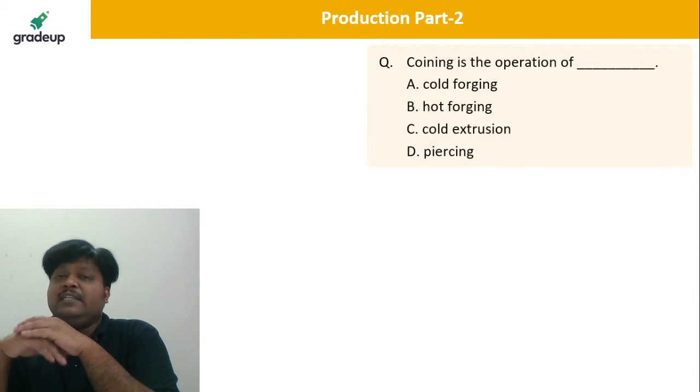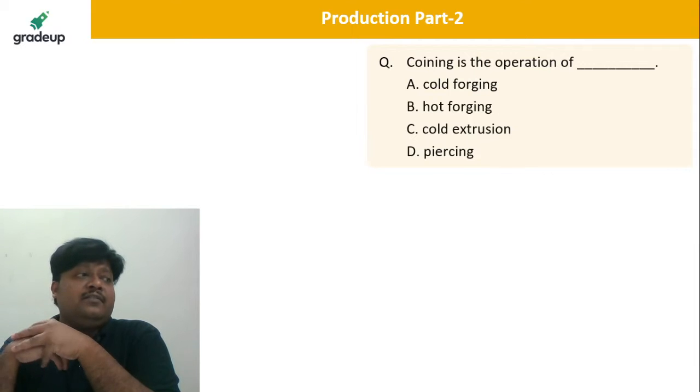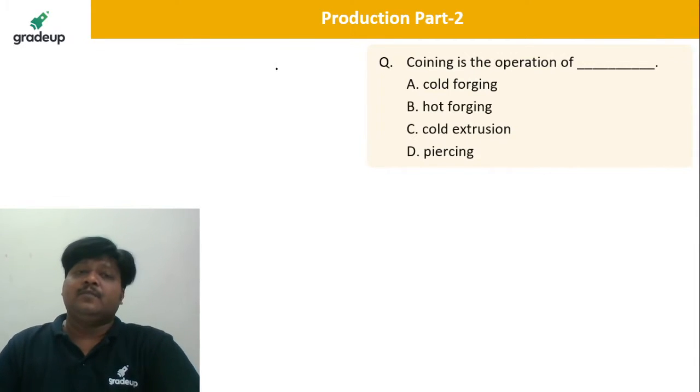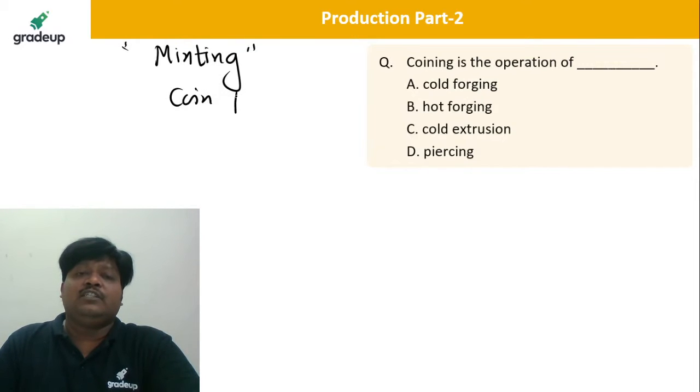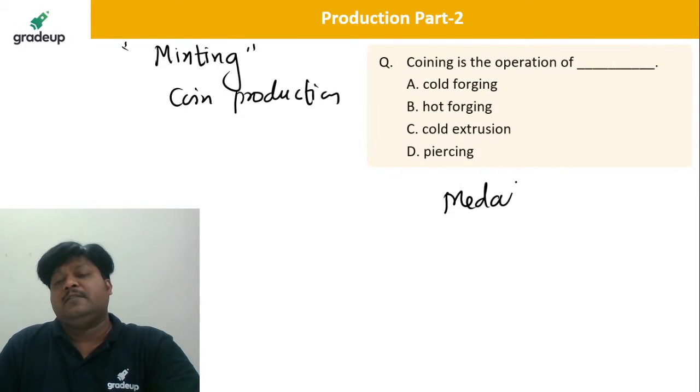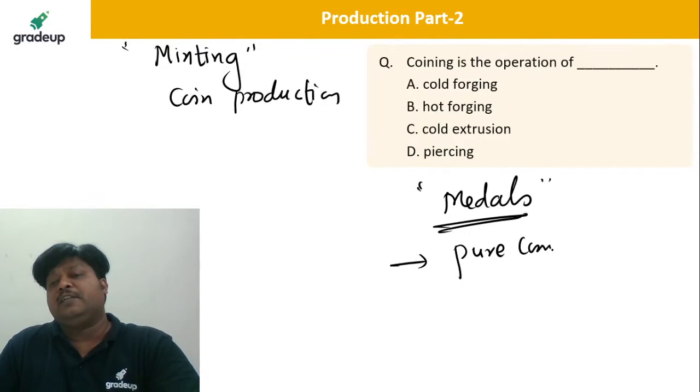Tell me the answer. Coining is the operation of... Coining is also known as minting, or coin production. This is also used for producing medals. Coining is a process where pure compressive stresses are produced. Pure compression.